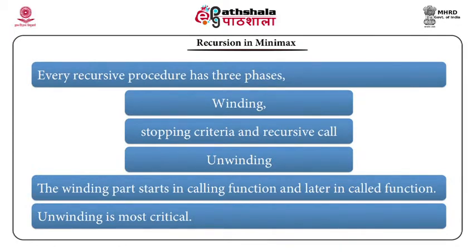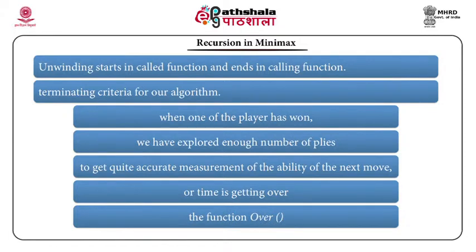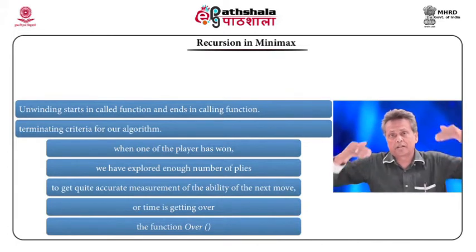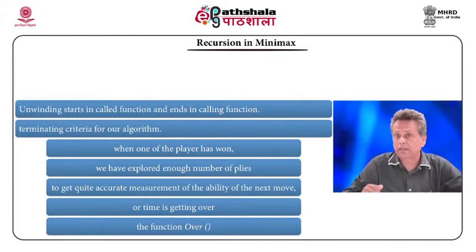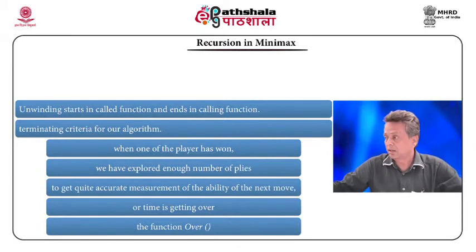Otherwise, if you write the algorithm in a different, iterative way, it is going to be very tough. Unwinding starts in the last function in the chain and then comes back. So that is important here. And remember what I have told you: for the leaf nodes, you apply the static evaluation function, and then it is passed up. That happens in the unwinding part of the function.